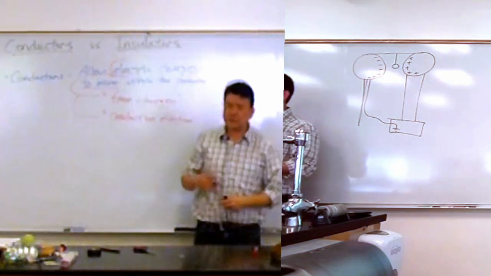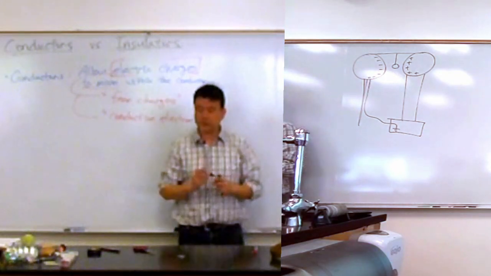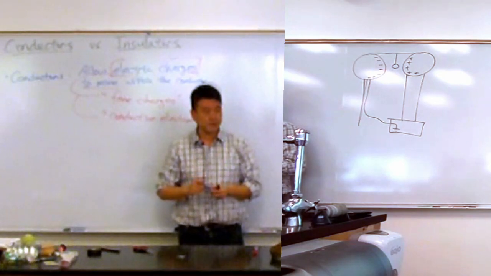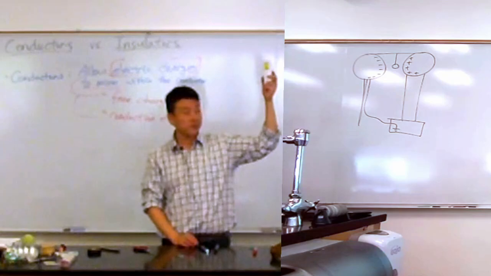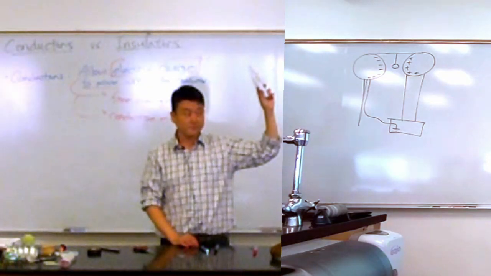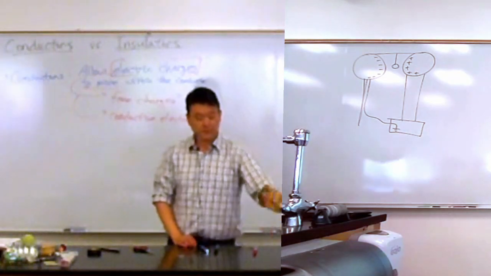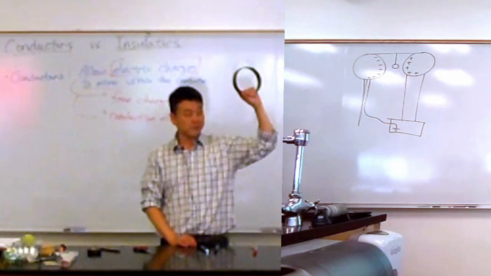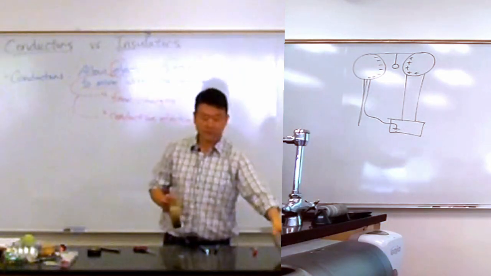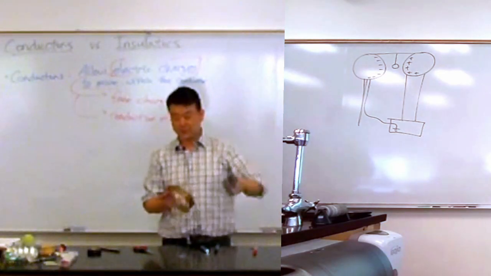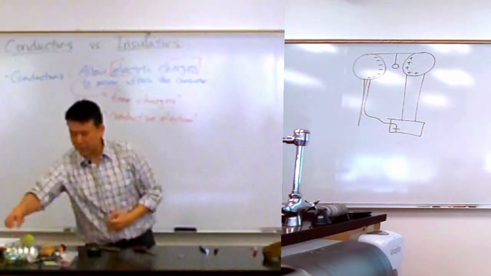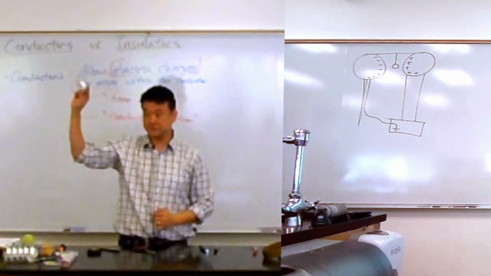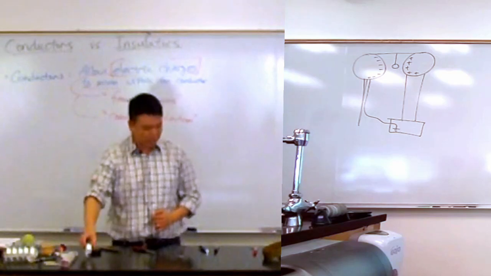Does everyone have a sense of what material is a conductor and what material is not a conductor? So when you look at this remote, is this a conductor or insulator? Insulator. When you look at this ring, is it an insulator or a conductor? Conductor. What about this rack? Insulator. Okay, so maybe one more. What about this cellophane tape? Insulator. Okay, so what makes a conductor?